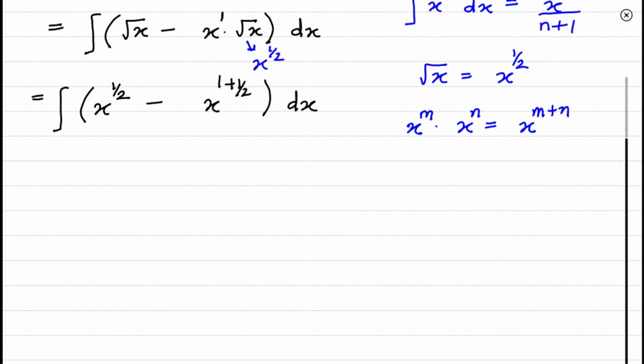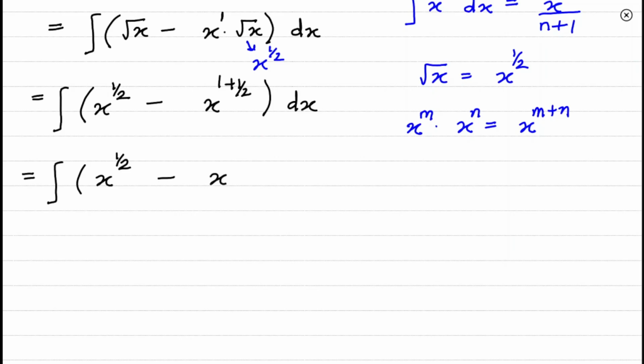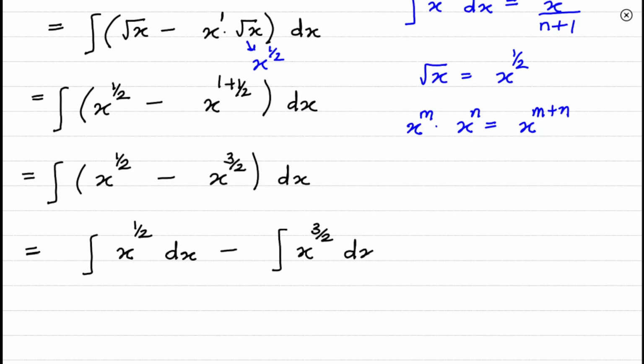Okay, now we can simplify this a little bit before applying the power rule. So we have x to the power half minus x to the power, this can be written as 3 by 2, with respect to x. Now let's give that integral to both of those terms. Okay, so we have the integral of x to the power half with respect to x minus the integral of x to the power 3 by 2 with respect to x.